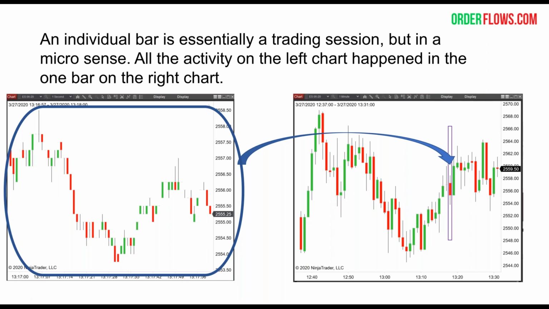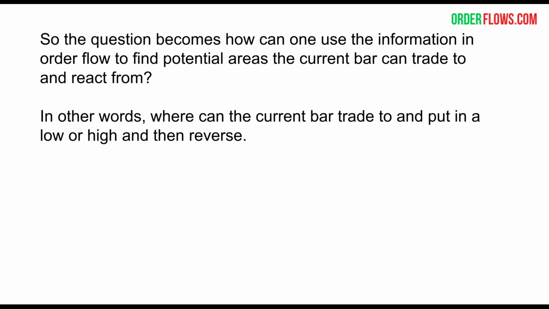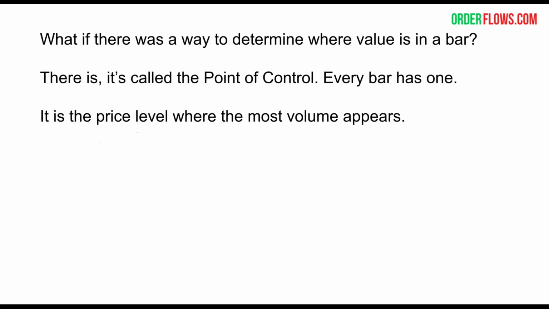But with order flow, you can take it on a more micro scale, right? So the question is, how can you use the information in order flow to find those areas where the current bar that you're in can trade back to and react from? In other words, where can the current bar trade to and put in a low or a high, then reverse, right? You've got to think about it for a second. Think about it on a smaller scale.